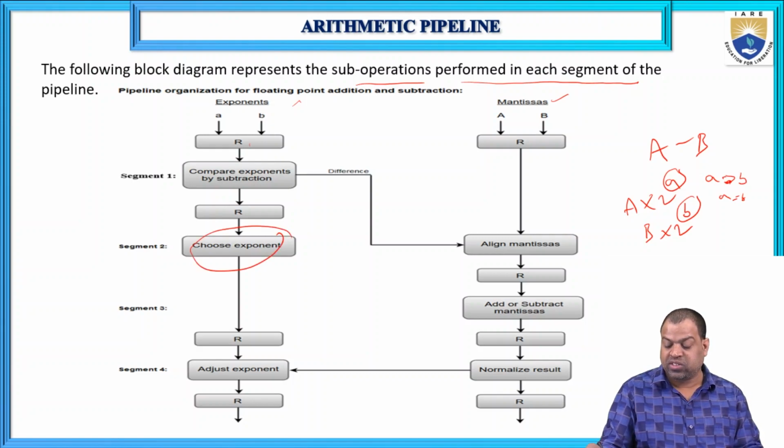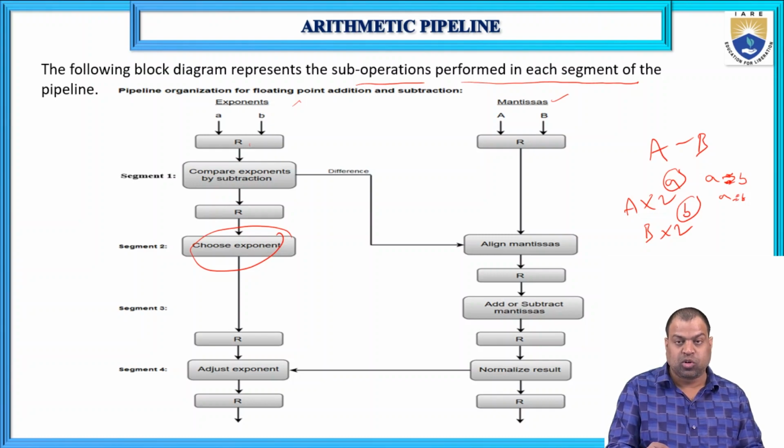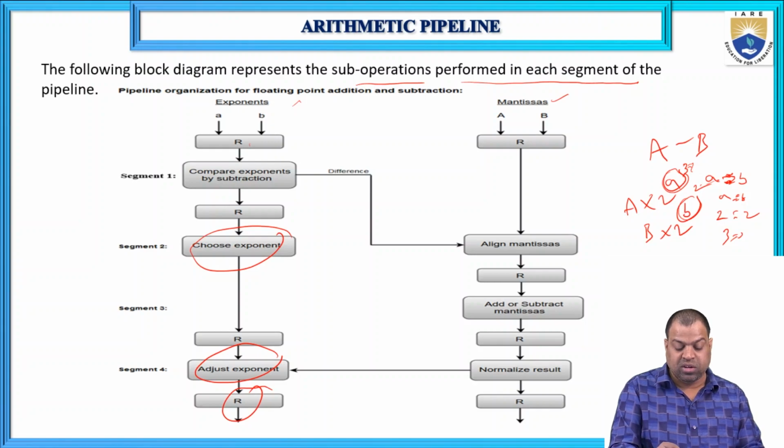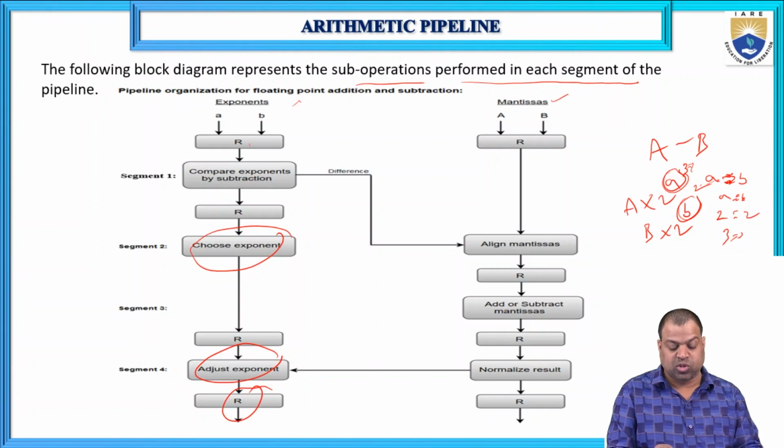So here we have to balance, A equal to B. That means we have to balance the exponent. Then adjust the exponent. Then what is the result? Suppose here A equal to 3, here 2. Is it balanced? No. Then we have to go for 2 equal to 2 or 3 equal to 3. We have to change this 3 to 2 or 2 to 3. Two options are there. Then we can adjust the exponent and finalize it. Segment 1 is comparing, Segment 2 is choosing the exponent, Segment 3 is adjusting the exponent, Segment 4 is finalizing the exponent value.